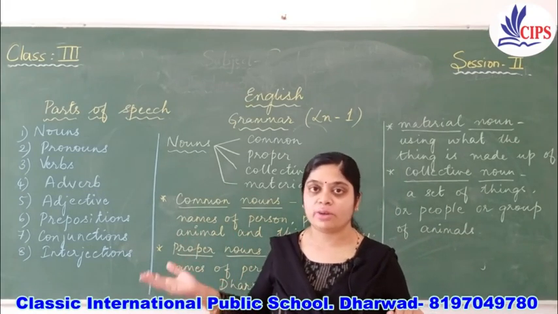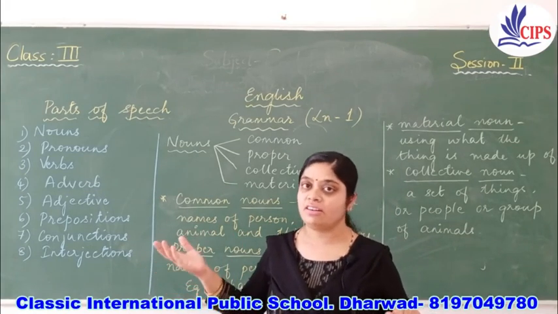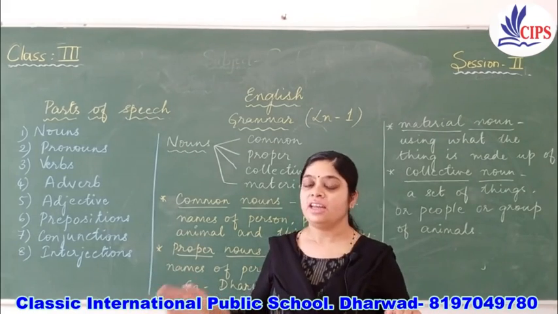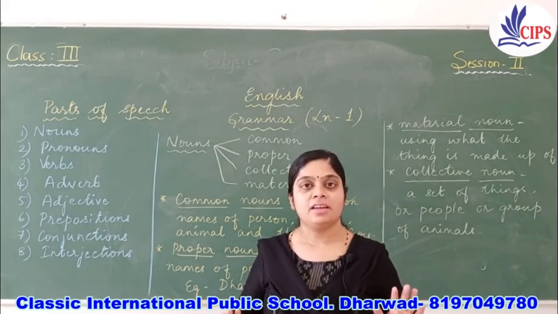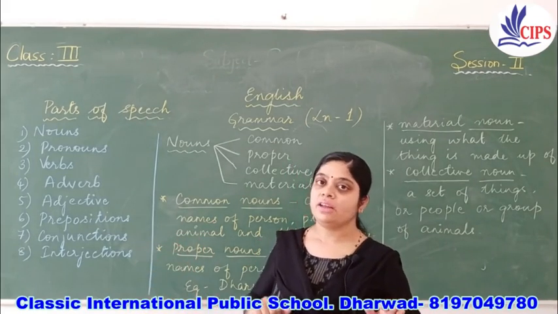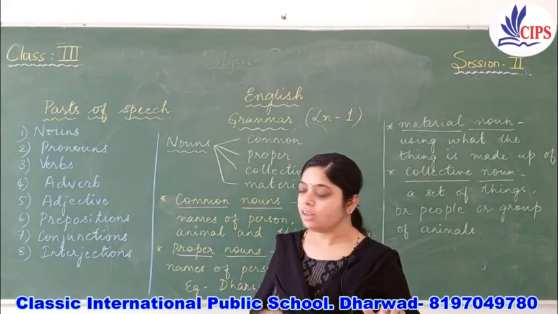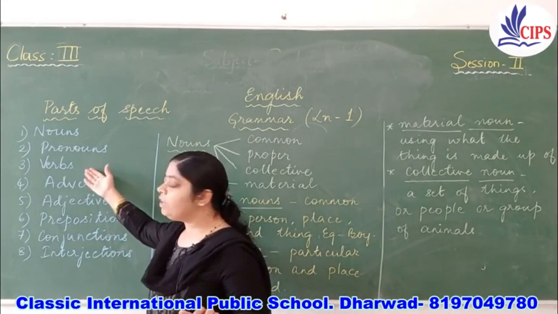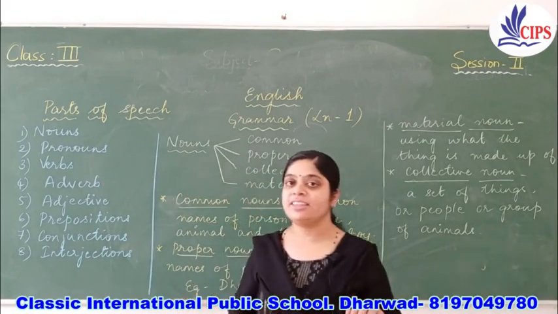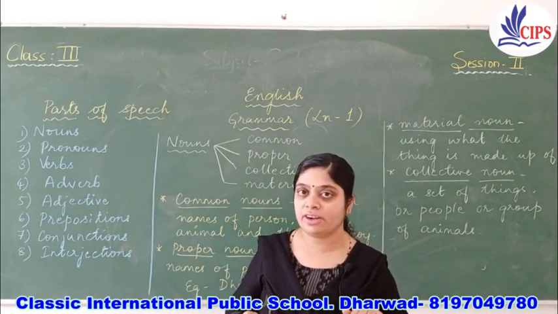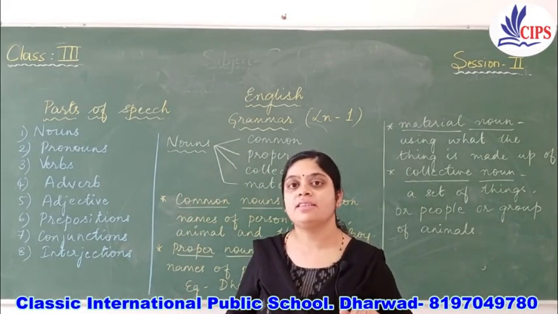If it's a girl, you can use she. If it is an animal, you can use it. If it is a thing, you can use it. So these are the things you can use to make a proper sentence. So that is about pronouns. Then we have verbs. You might have learned this in the previous year as well, right children? The action words are called verbs.